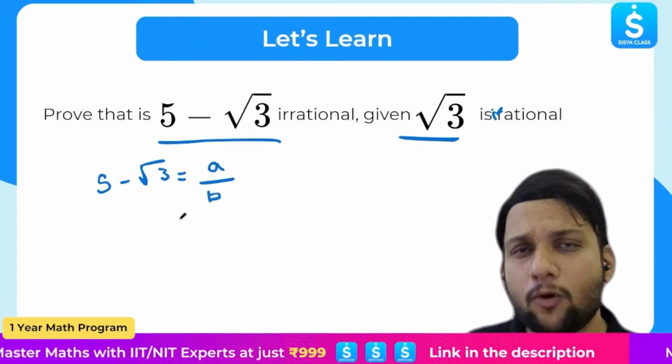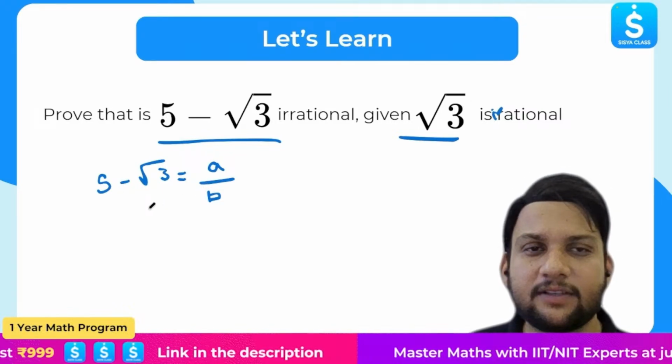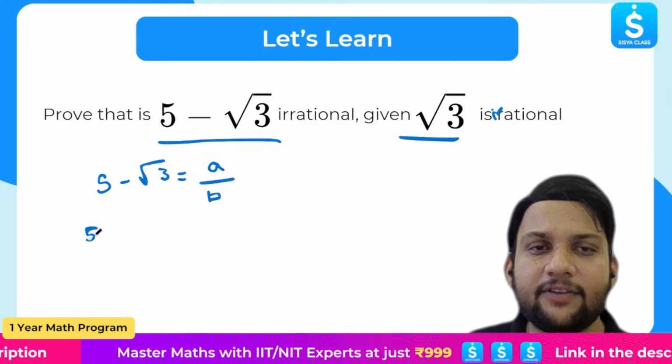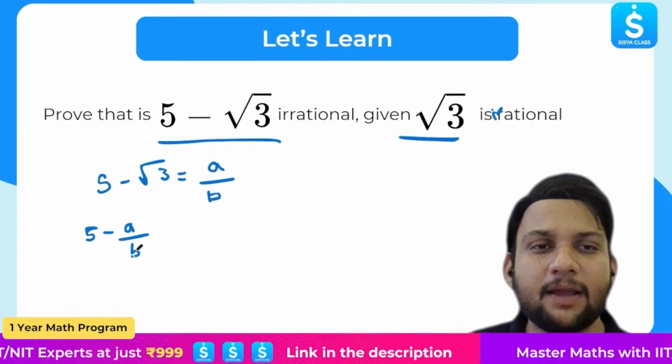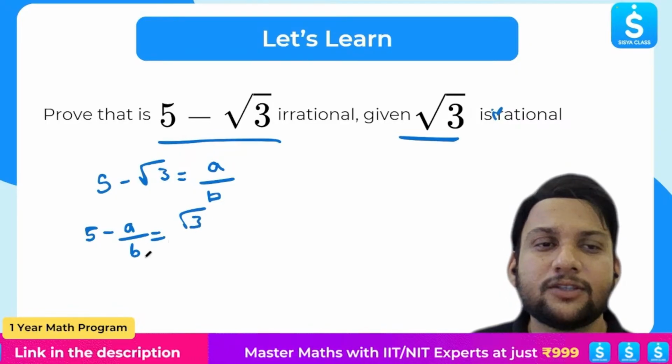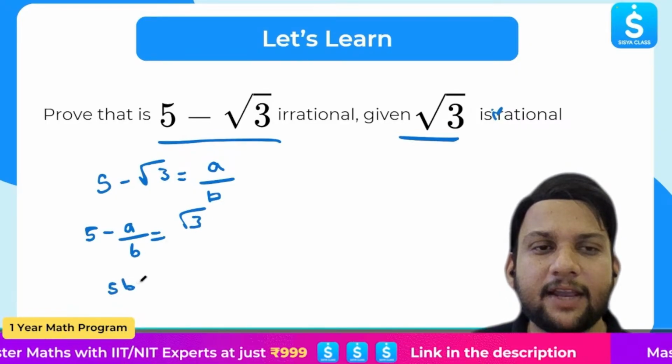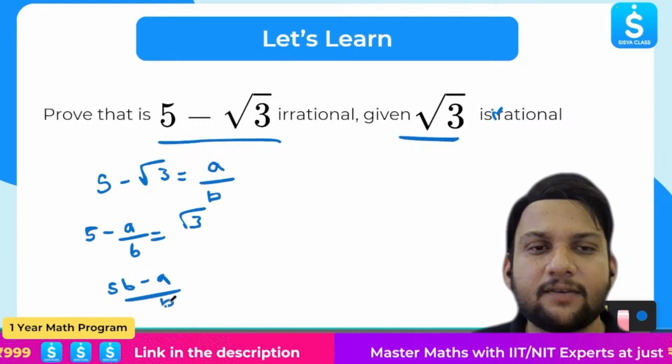Where a and b are co-primes, and of course b is not equal to 0. I will take a by b here. I will get 5 minus a by b is equal to root 3. So I'm going to get (5b minus a) over b is equal to root 3.